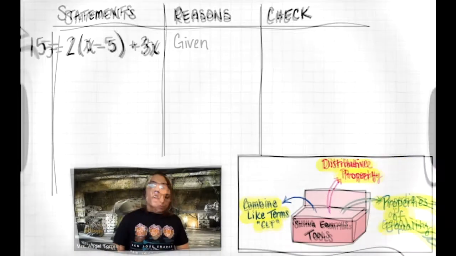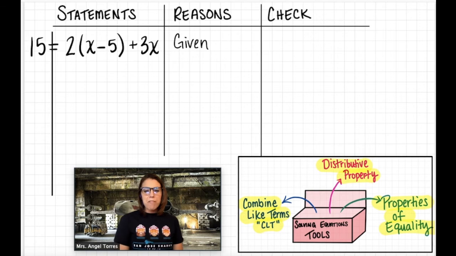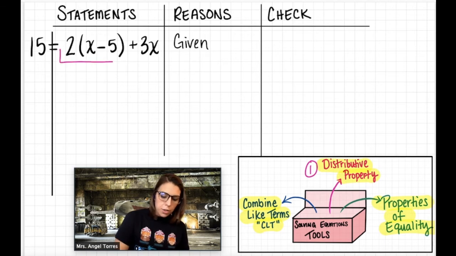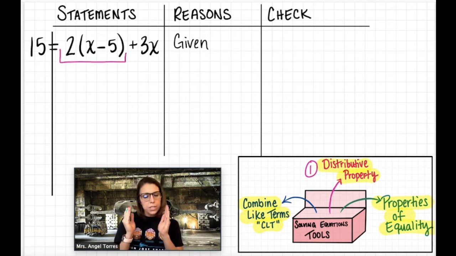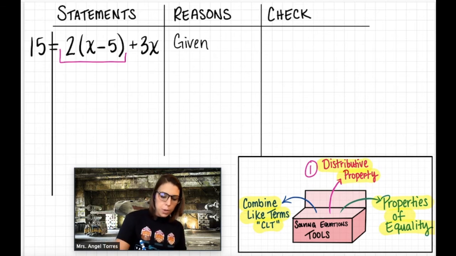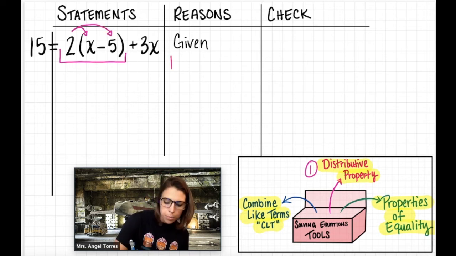So let's get started. The first thing that I notice is that I have parentheses. And anytime you have parentheses that are unsimplified, I would suggest getting rid of those parentheses first. So the first tool that we're going to use is our distributive property. Notice that the only value that's being multiplied by 2 is that one term right there. This 3x is its own term off to the side. It's not being affected by that multiplication. So I'm going to apply the distributive property, but only to the term that is a product.